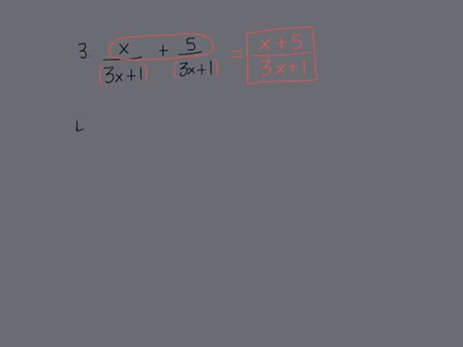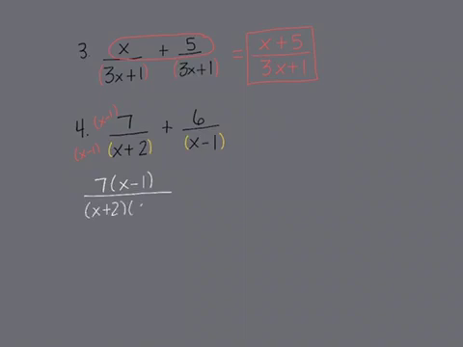So what if the denominators aren't the same? Let's look at 7 over x plus 2 plus 6 over x minus 1. So again, we need to think about these as if they have parentheses around them. So this first denominator has an x plus 2, but it doesn't have this x minus 1. So I need to multiply top and bottom by that x minus 1. So that will give me 7 times (x minus 1) over (x plus 2) times (x minus 1).